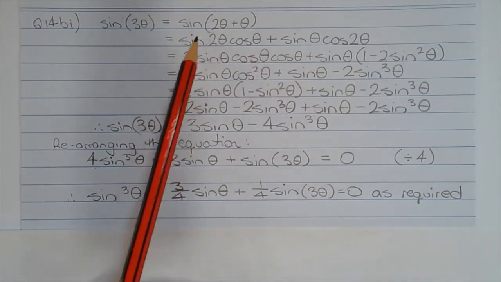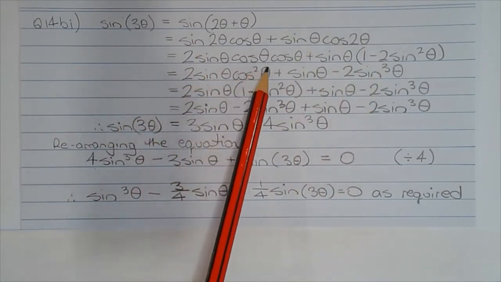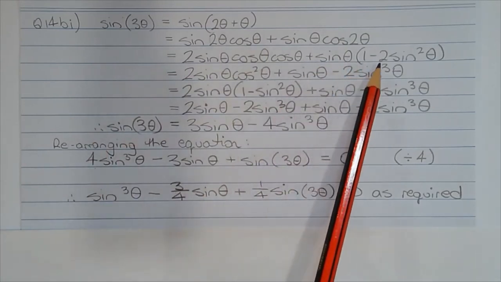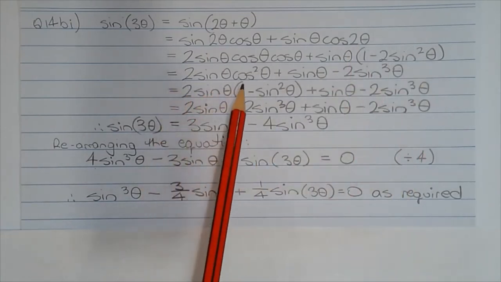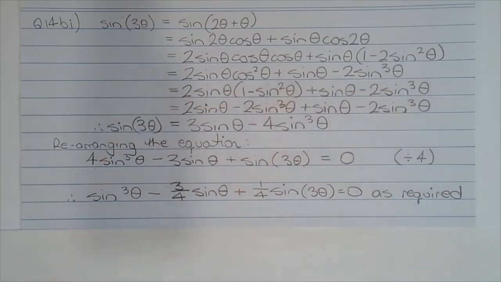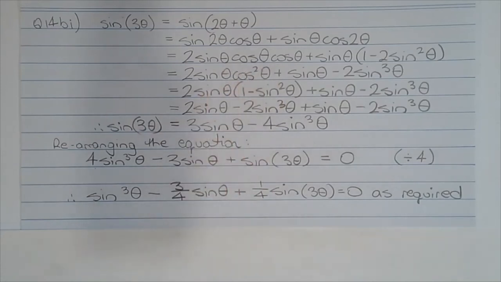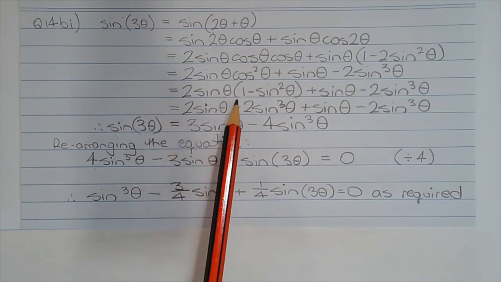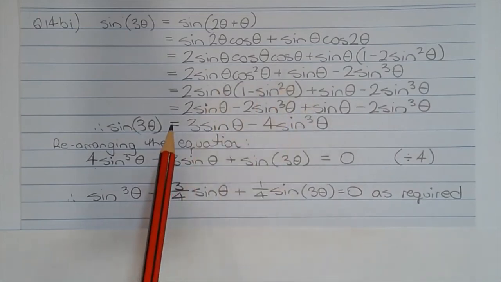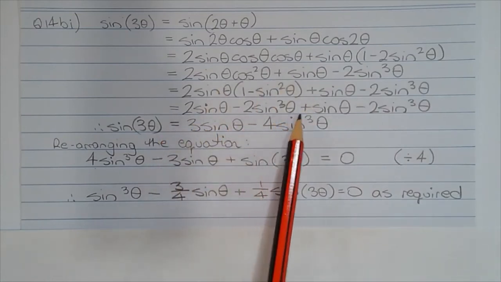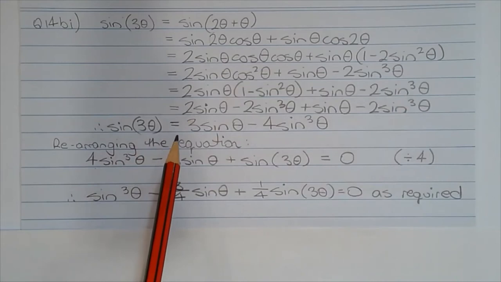Now we have the sine of a double angle here and the cosine of a double angle here. So expanding all that, we get 2 sine theta cos theta multiplied by cos theta plus sine theta outside of (1 minus 2 sine squared theta). Expanding the brackets, we get 2 sine theta cos squared theta plus sine theta minus 2 sine cubed theta. And expressing cos squared theta in terms of sine squared theta using a Pythagorean identity, that equals 2 sine theta outside of (1 minus sine squared theta) plus sine theta minus 2 sine cubed theta. And expanding the brackets, that equals 2 sine theta minus 2 sine cubed theta plus sine theta minus 2 sine cubed theta. So collecting the like terms, we get sine 3 theta is equal to 3 sine theta minus 4 sine cubed theta.